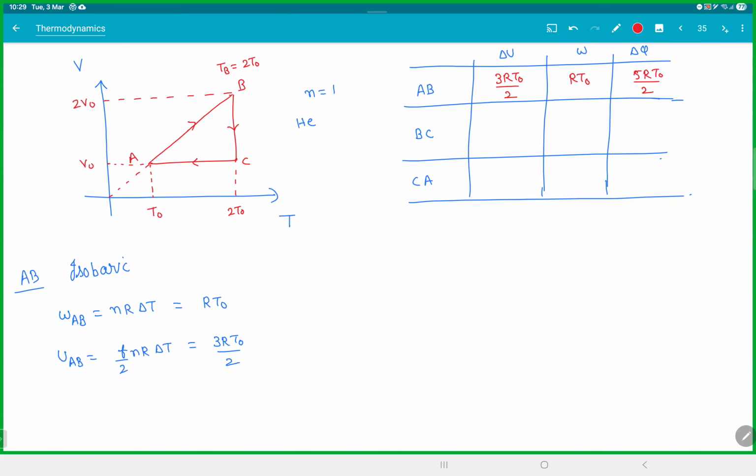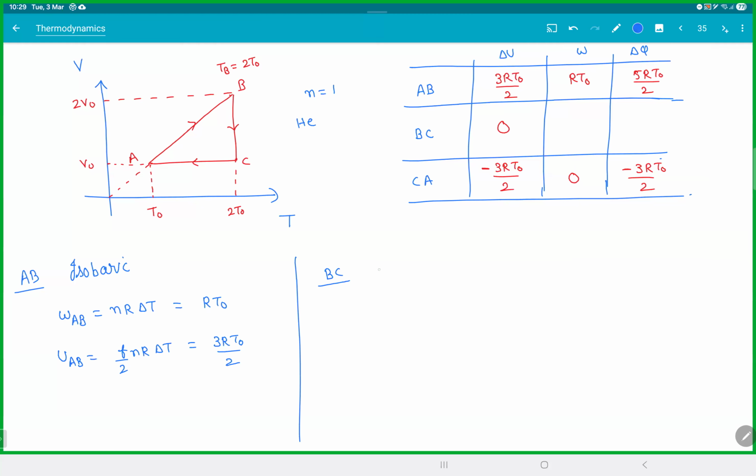And then when you go from C to A, the work done is 0. B to C, this is 0. So automatically, remember, this whole thing has to be 0. So this is minus 3RT naught by 2. So there's no need to solve. And when you go from B to C, this will be minus 3RT naught by 2 because this whole thing has to match again.